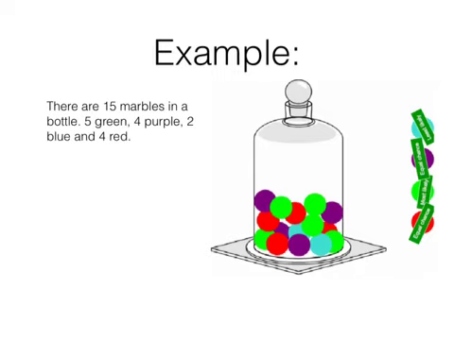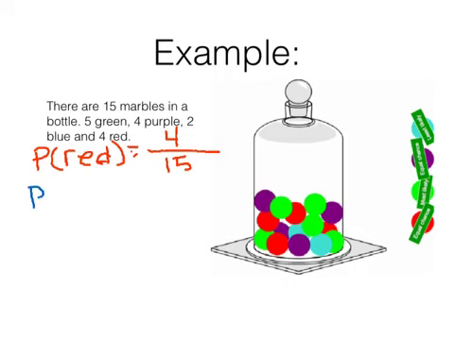So the first example, we have 15 marbles in a bottle. 5 are green, 4 are purple, 2 are blue, and 4 are red. What would be the probability of pulling out a red marble? Well, first we need to know the total number of outcomes. That's what goes on the bottom. There are 15 marbles, so 15 goes on the bottom. And it says that there are 4 red. So the probability of a red is 4/15.